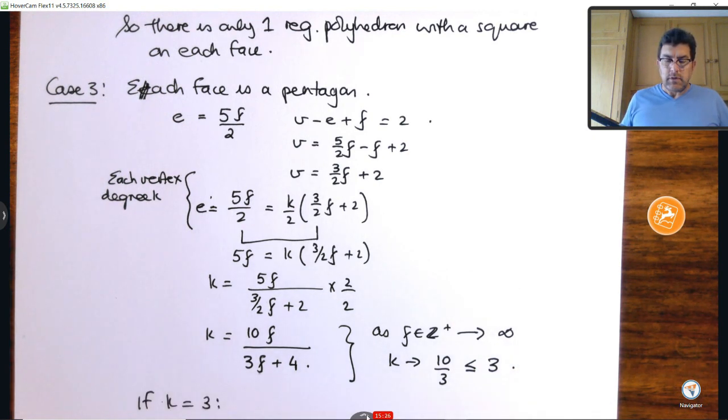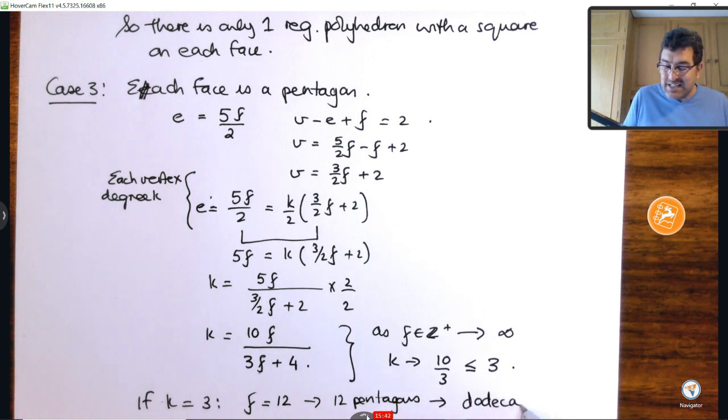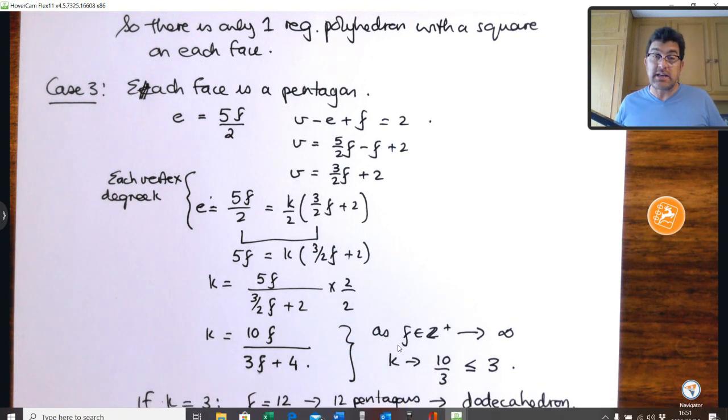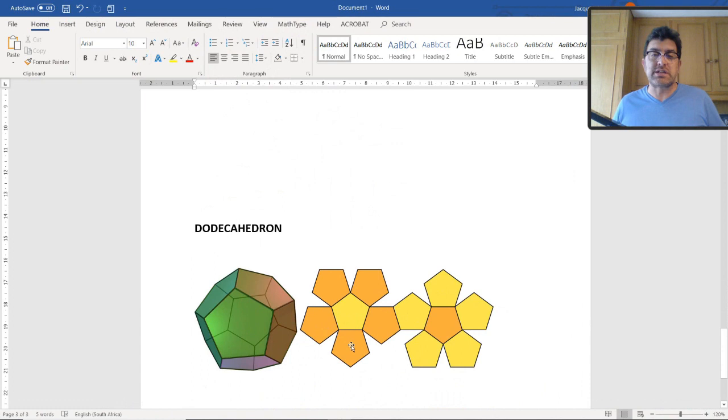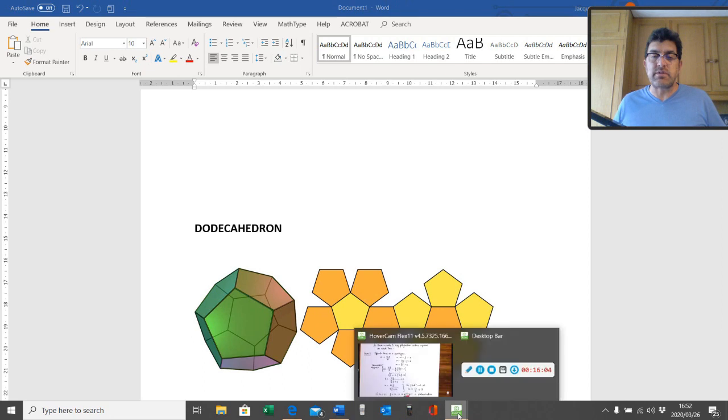So if k is 3, then we have an f value of 12. So that means there's 12 pentagons. 12 pentagons makes up a dodecahedron. Now, in case you didn't know what a dodecahedron looks like, it's a big word, so let me show you what a dodecahedron looks like. It is 12 pentagons sewn together to create the dodecahedron, which looks exactly like that on the screen.